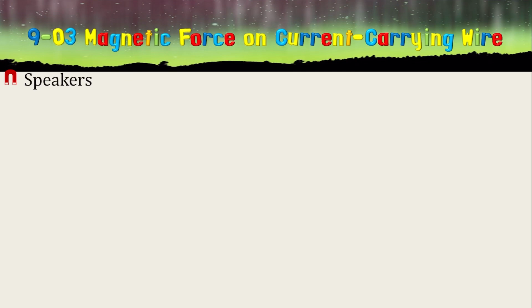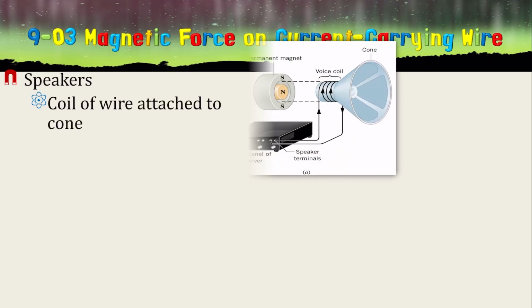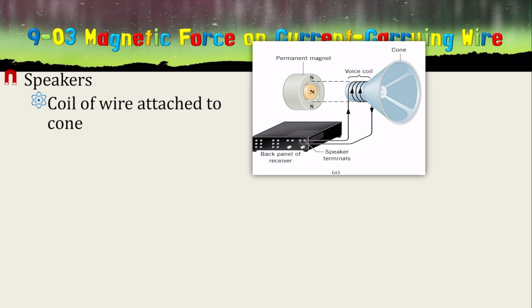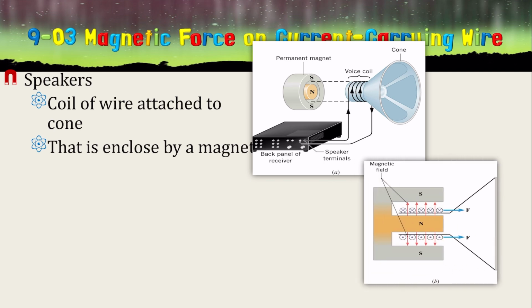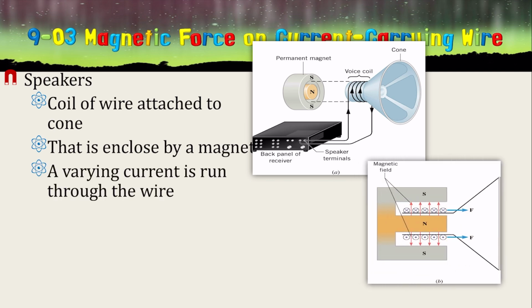An application of this are speakers. You have a coil of wire attached to a cone, and then that is enclosed by a magnet. So we have a varying current run through the wire. So at some point, like in the picture at the bottom, the current is going into the wire at the top and coming out of the wire at the bottom. So it's going around like that.